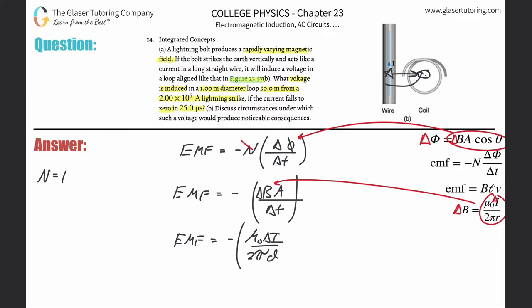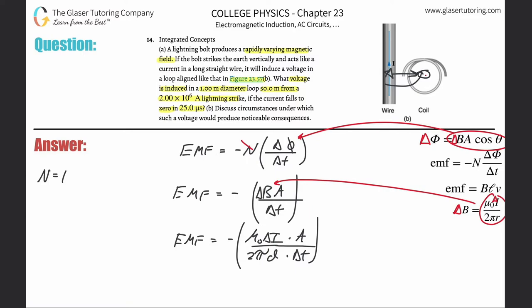Now, we got that, we're plugging that in. Great, so that's the whole B part. And then let's extend this line. That's going to be multiplied by the area, and down here it's going to be multiplied by the change in time. So we have everything we now need.